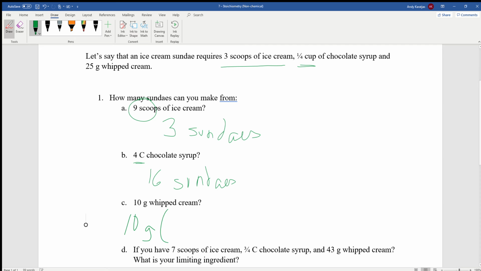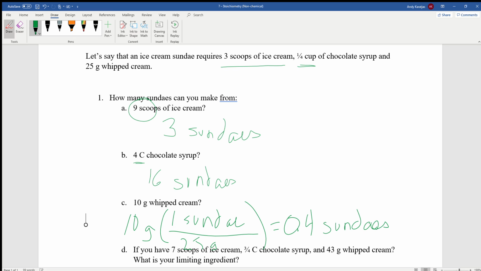10 grams times 1 sundae over 25 grams means that you could make 0.4 sundaes. So whether you would say that's a valid answer or not is certainly debatable. But all that being said, at this point I'd say let's still make it, and we'll just add extra chocolate syrup to make up for it, right?